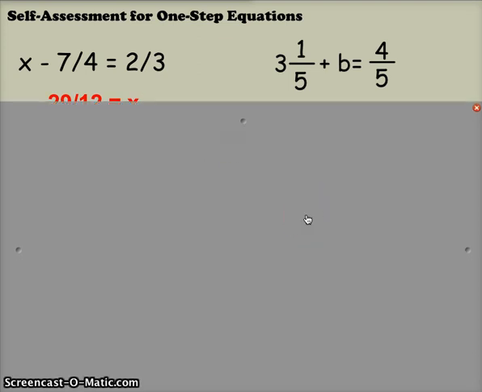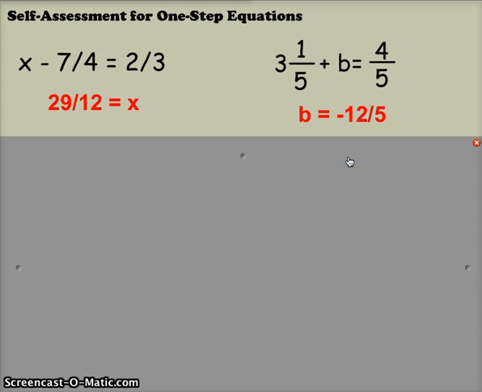Number 2, 3 1/5 plus b equals 4/5. You can change this to improper to make it a little easier. 3 1/5 is equivalent to 16/5. If you subtract 16/5 from both sides, 4/5 minus 16/5 gives you -12/5.